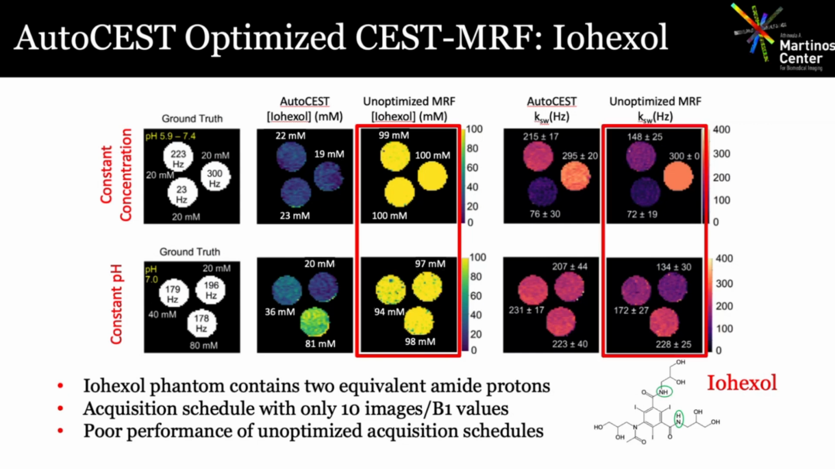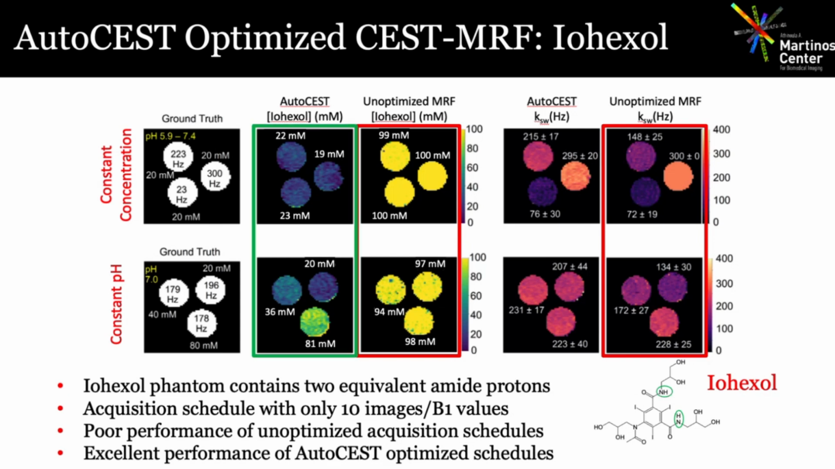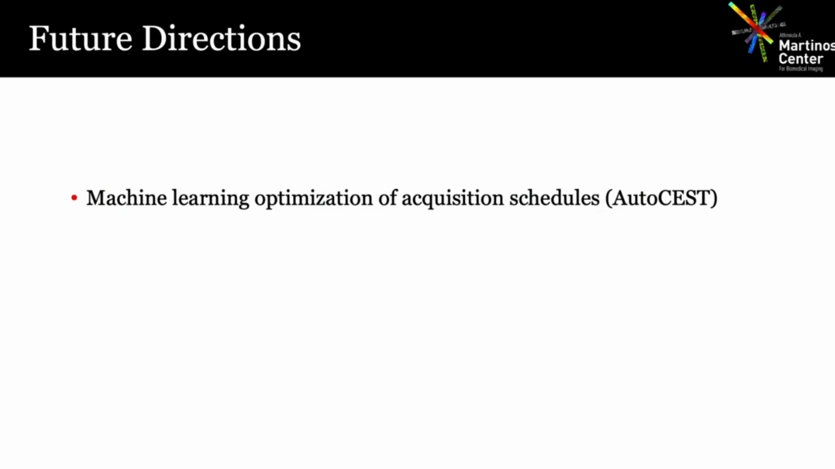And then you can see also, the exchange rates here where the pH is constant, here they're varying. So again, it's not doing well on the concentration or the exchange rate. But with the auto-CEST optimized schedule, we're getting very good concentrations and exchange rates. So now we're starting to apply that to optimize both an amide schedule and an MT schedule for the brain.